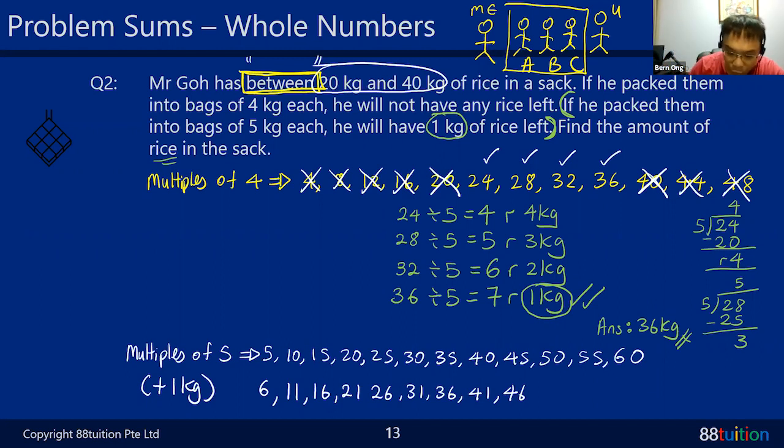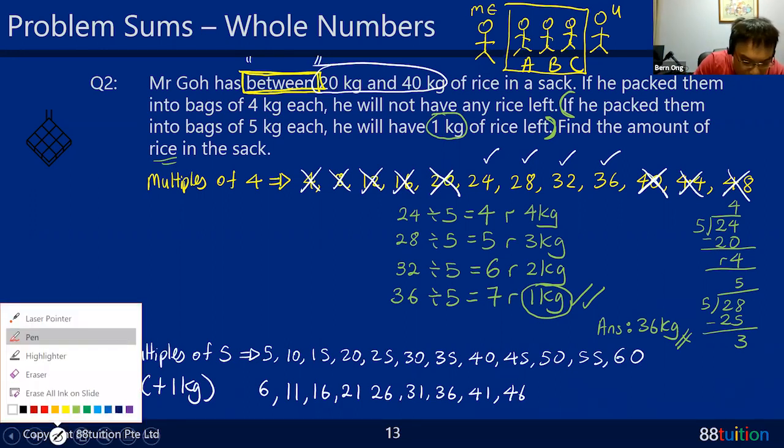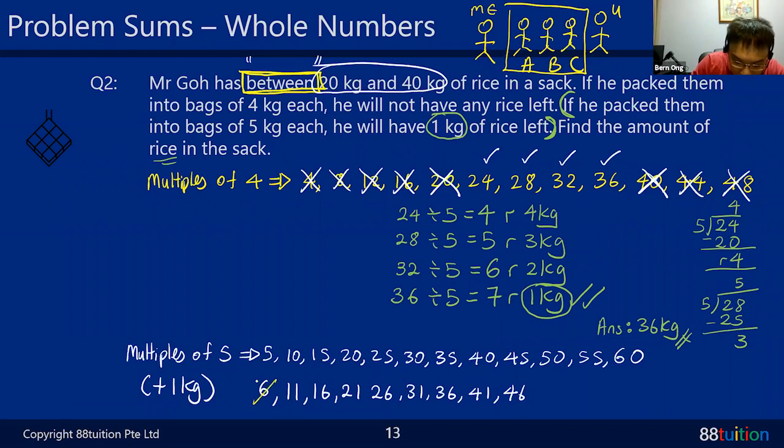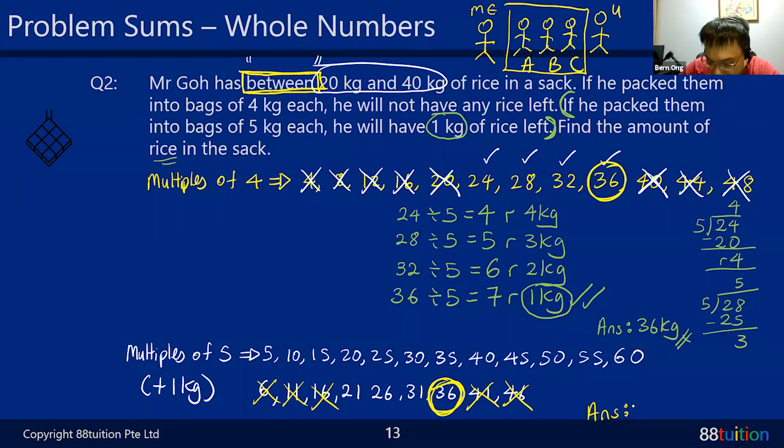Now you compare the numbers, whether they duplicate or not. 6 cannot, because it's less than 20. All of these cannot. 21, got or not? Don't have. 26, got or not? Don't have. 36 down here, 36 and 36. Can you see the duplicate? That's why you can say the answer is 36 kg. This is called the listing method also.